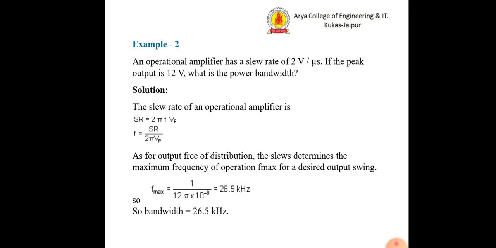Next, we have one more example. The operational amplifier has a slew rate of 2 volt per microsecond. The output is also given as 12 volt. What is the power bandwidth? Since we know that slew rate is equal to 2 pi f Vp, we are able to find the f max, which comes out to be 26.5 kilohertz. So the bandwidth becomes 26.5 kilohertz.